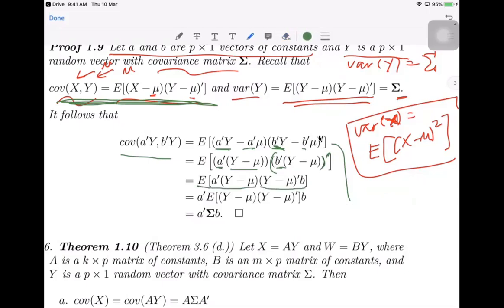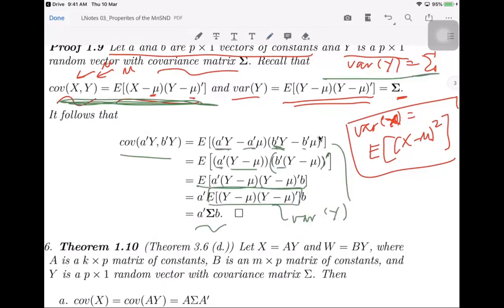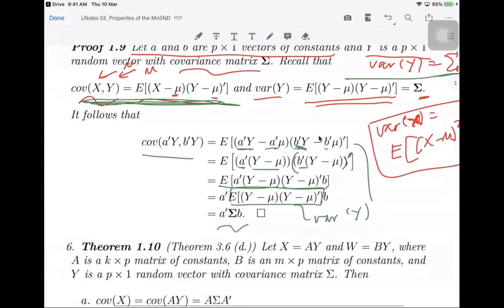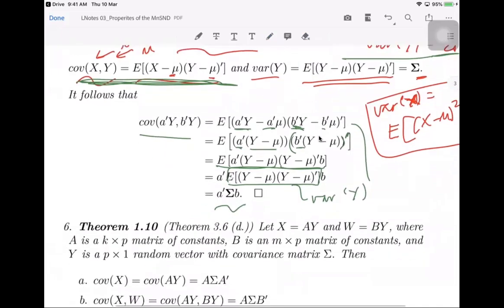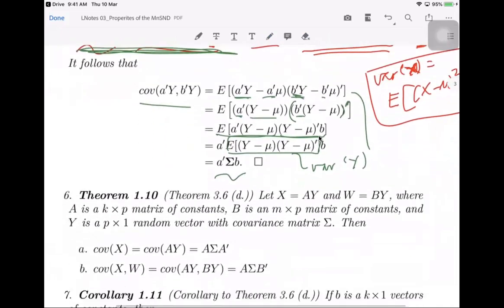And then now you can apply expectations, since A and B there are vectors of constants only. So apply expectation inside, but by definition, this is your variance of y, which we denote by sigma. So you have A prime variance of y, or sigma, B. Okay, are you still with me? Is the internet connection okay? Yes, ma'am.